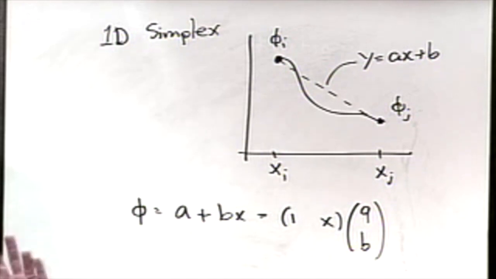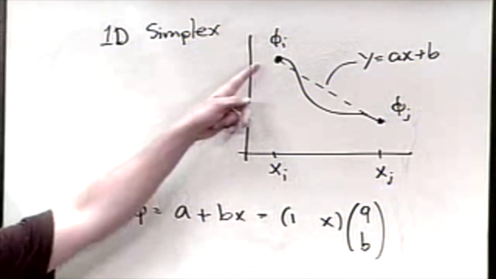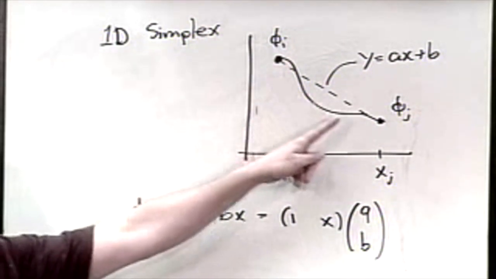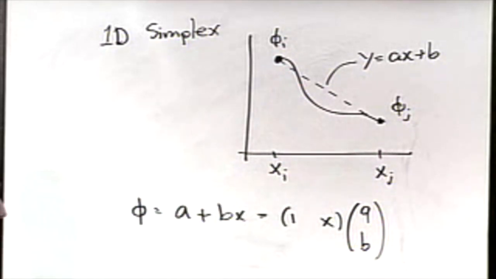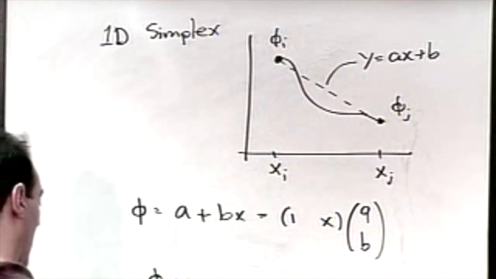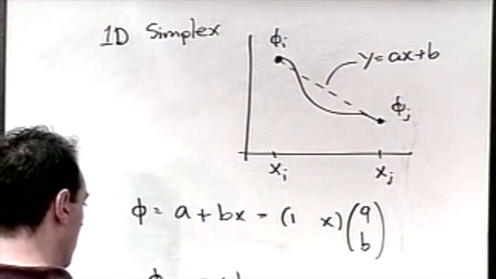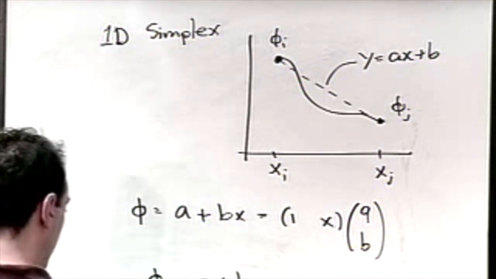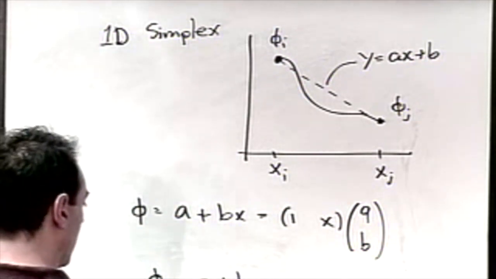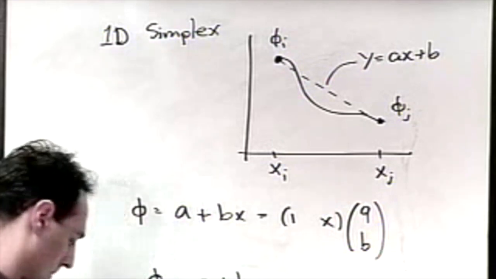And there are 2 boundary conditions to be applied here. This has to go through this point, has to go through that point. So the first one says that phi of i is equal to a plus b x_i. Phi of j is equal to a plus b x_j.